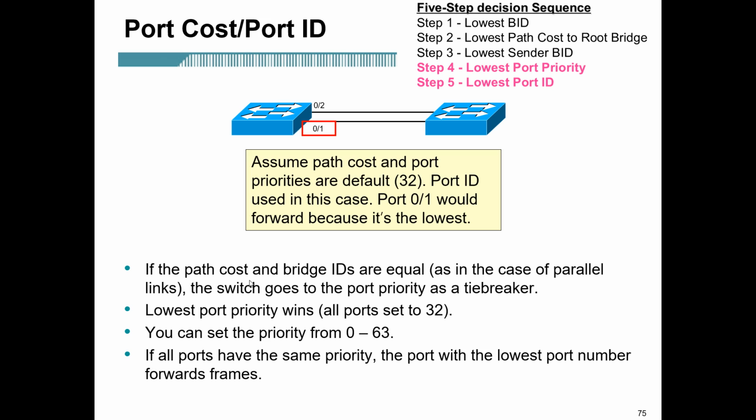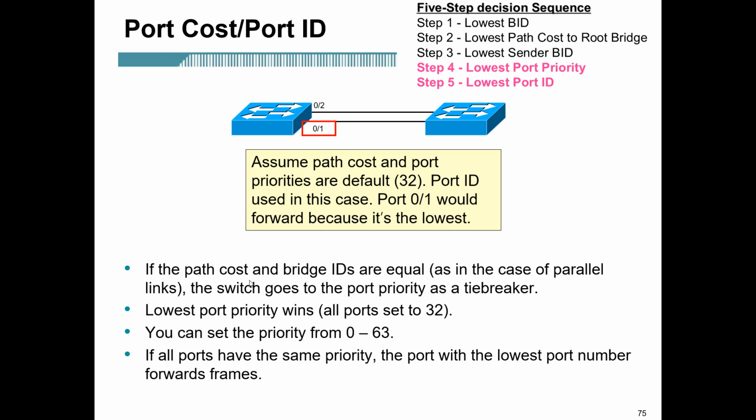Now let's get into the last two steps. Steps 4 and 5: lowest port priority and lowest port ID. So if we assume the path cost and port priority are the default 32, port ID is used in this case. So port 0/1 would forward because it's the lowest port. If the path costs and bridge IDs are equal, as in the case of parallel links, the switch will go to the port priority as a tiebreaker. The lowest port priority wins. If all ports are set to default, which is 32, then it will go with the lowest port ID.